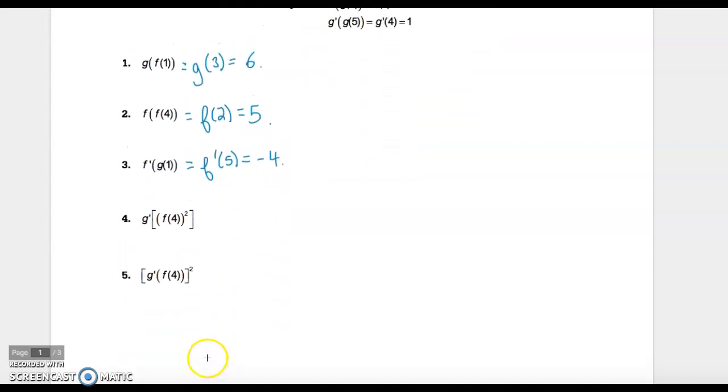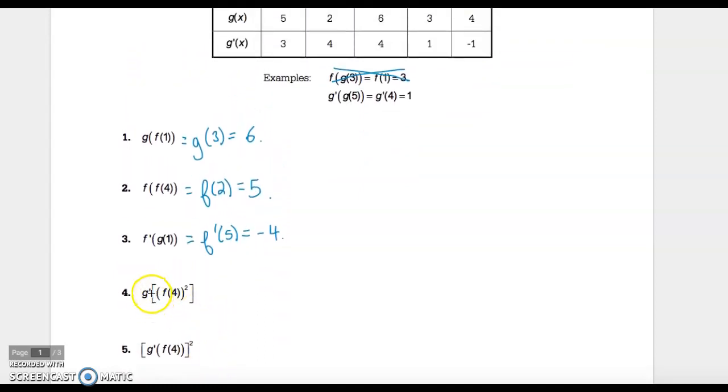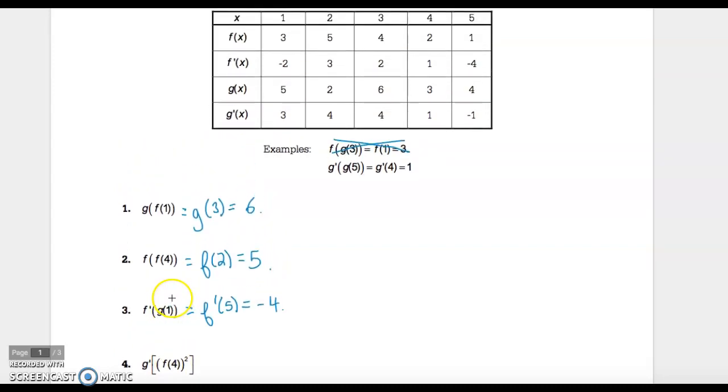Lovely. All right, and this one it says g prime of f of 4 squared. So I'll find f of 4 first. So f of 4 would be 2. So g prime of 2 squared, which would be g prime of 4. So then g prime of 4 would be 1.